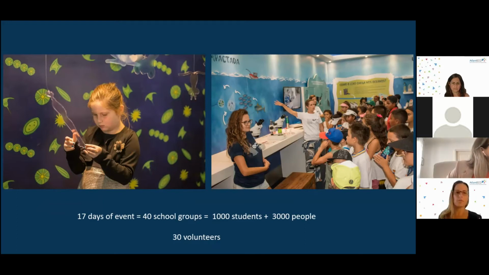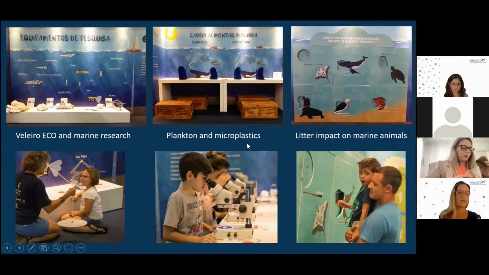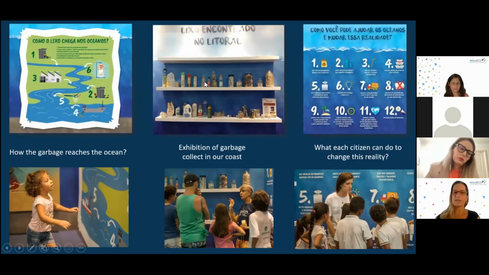We could talk about AtlantECO and marine research, plankton and microplastics, and we also had a panel showing how a food chain can be contaminated by microplastics and the plastisphere. We had interactive modules on litter impact on animals, an infographic showing how garbage reaches the ocean, an exhibition of garbage collected on our coast, and a panel with several examples of what each citizen can do to change this sad reality, emphasizing that we are all responsible for ocean health and that small behavior changes in our daily lives can in fact generate big and positive transformations.